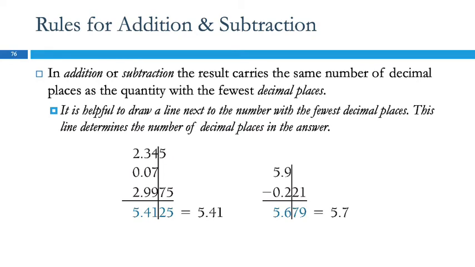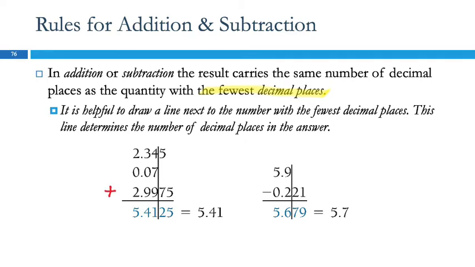So adding and subtracting are another pair of operations that go together, right? They're kind of opposites of each other. In adding and subtracting, what we're looking at is the quantity with the fewest decimal places. That's the simplest way to think of it. So here I've got, they don't have the plus sign there, which bothers me.